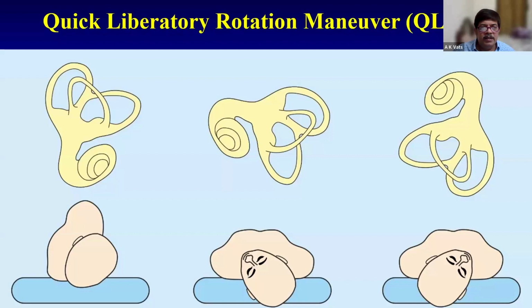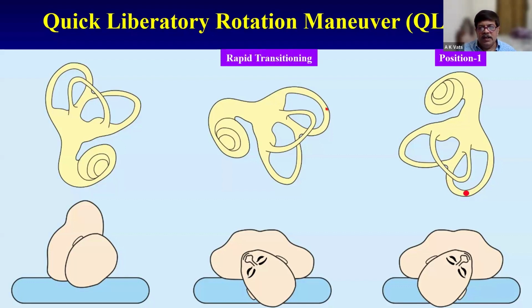The next is the quick liberatory maneuver. Here we take the patient, you just see the rightmost row, briskly to the right Dix-Hallpike position, that is the side which is involved. So in position 1, the otoconial clot which is jammed here freezes out of the jam, it moves towards the periampullary region, and then it comes to the lowermost region of the posterior semicircular canal during the rapid positioning.